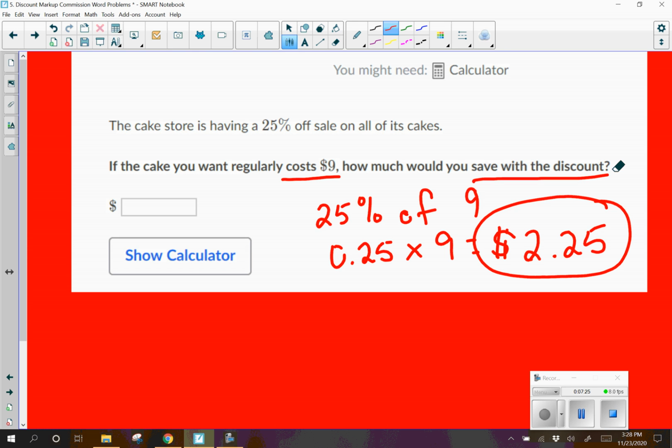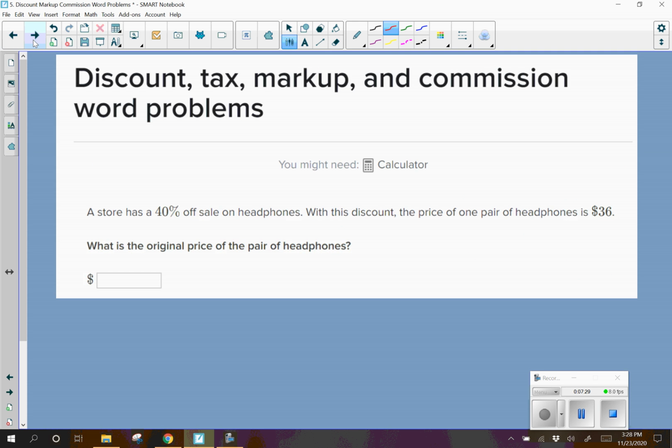All right, let's try another one together. A store has 40% off on headphones. With this discount, the price of one pair of headphones is $36. What is the original price? Okay, so let's underline what's important. So the store has 40% off on headphones. With the discount, the price is $36. What was the original price?